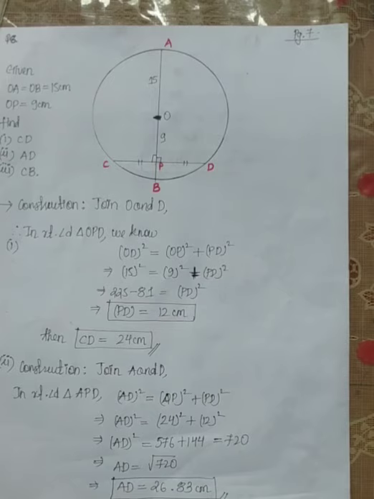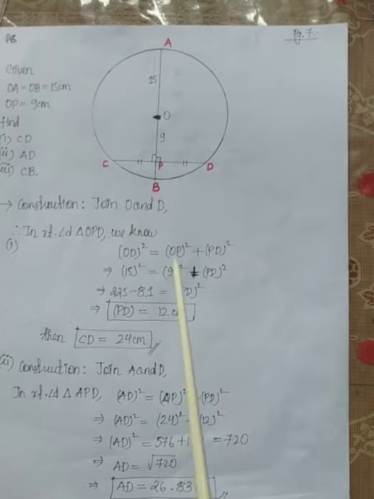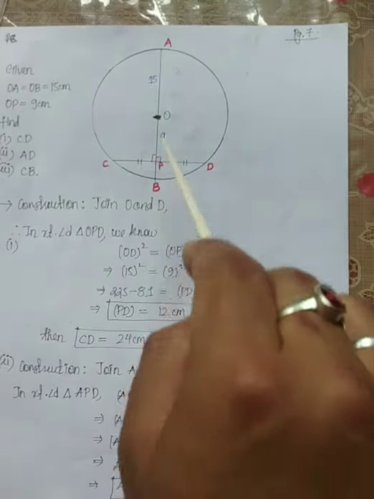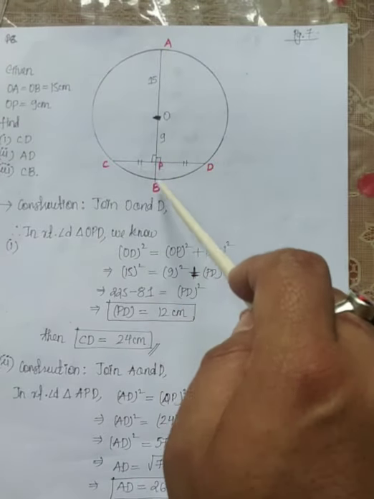For question number 8, please make the figure. Let's make the figure first and then I'll explain. Great, I hope you're done with the figure. Okay, so this is the figure. Here, O is the center. AB is the diameter. I hope you can see. I told you diameter means a straight line passing through the center.